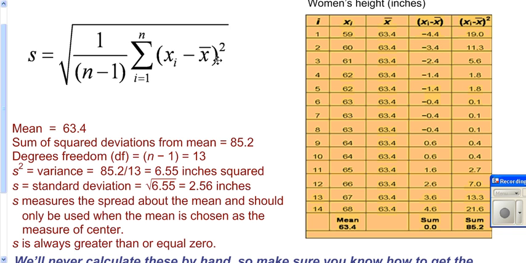Now, your formula says you got to square that difference. So you got to take this number and square it. So you take a negative 4.4 times a negative 4.4, and you get something close to 19. A negative 3.4 times a negative 3.4, and we get close to 11.3. Now we got to add all these data values together. When we do that, we get 85.2.